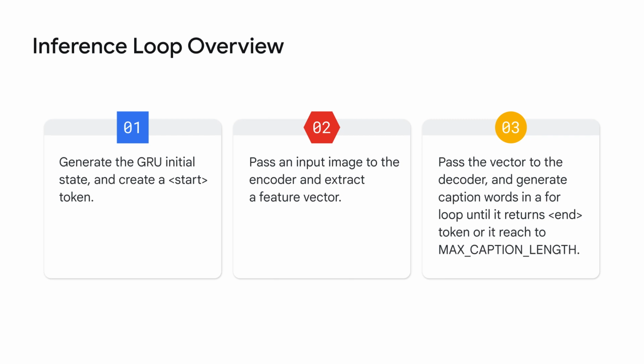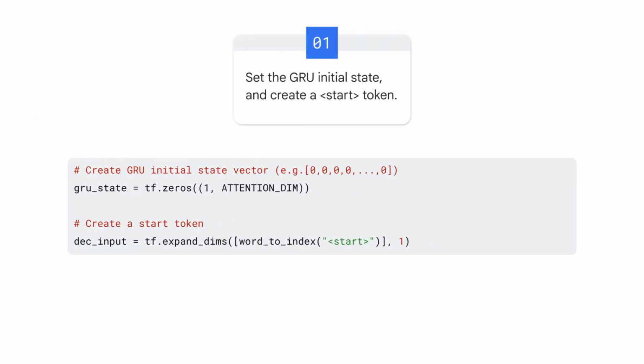The end token is a special token too, which means the end of the sequence. So when our decoder generates this token, we can finish this for loop. Or you can go out of the loop when the length of the caption reaches some number, max caption length. Let's take a look at the code one by one.